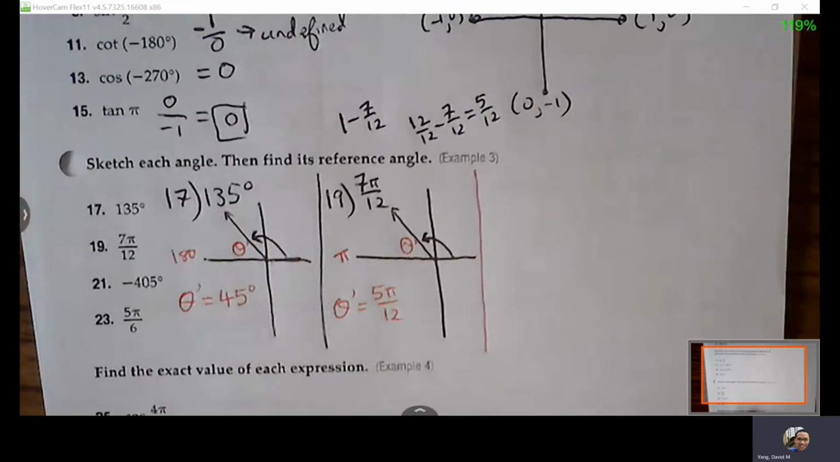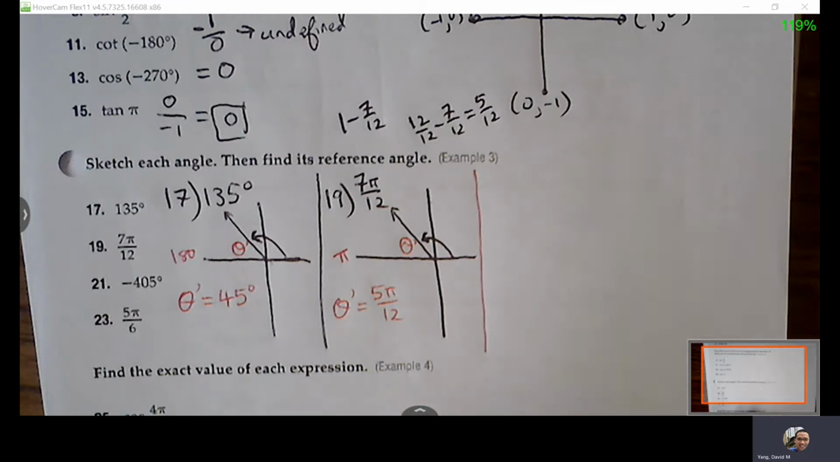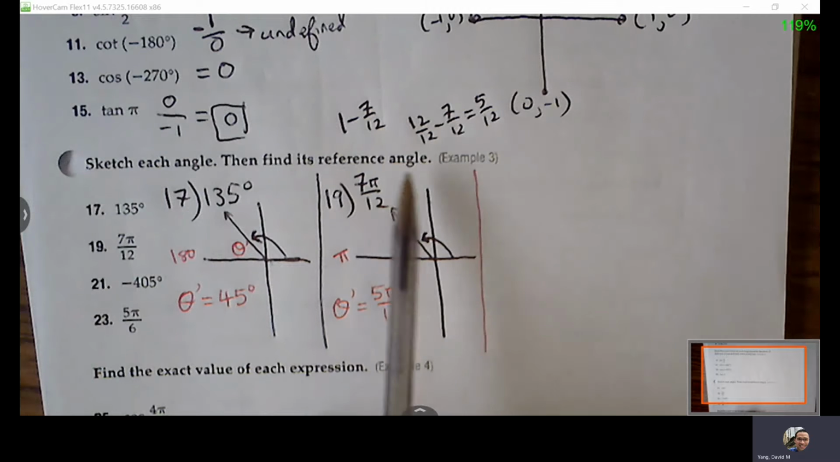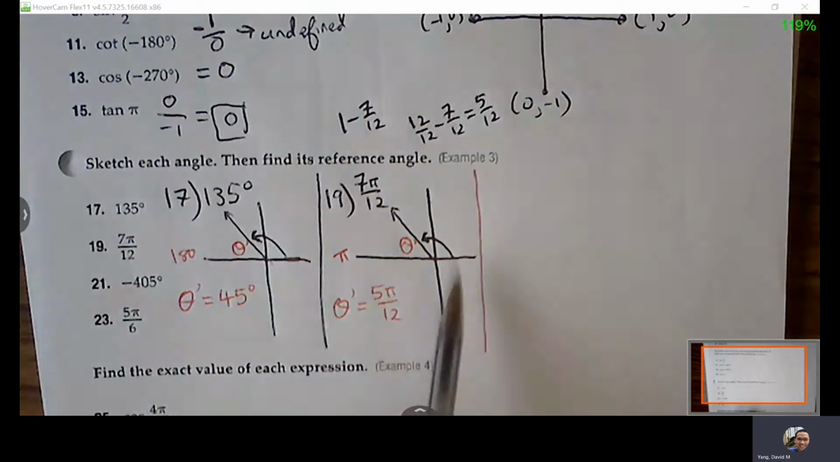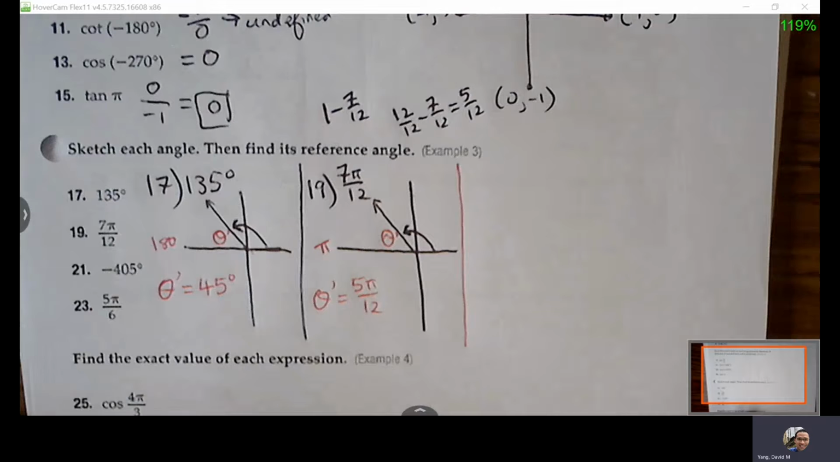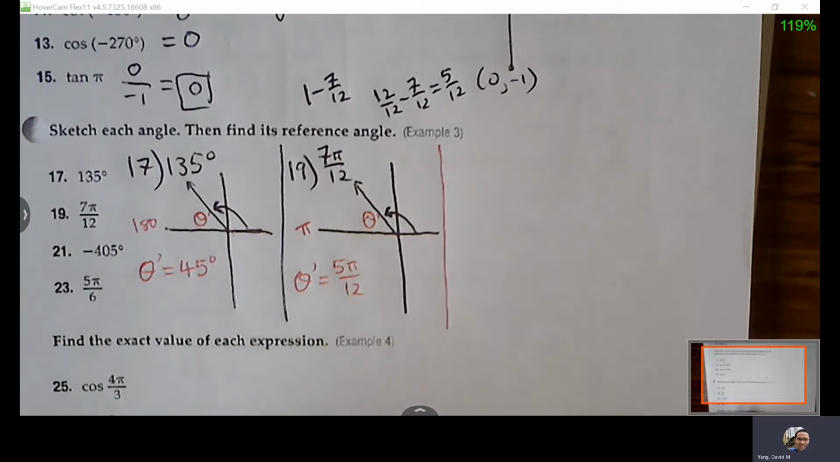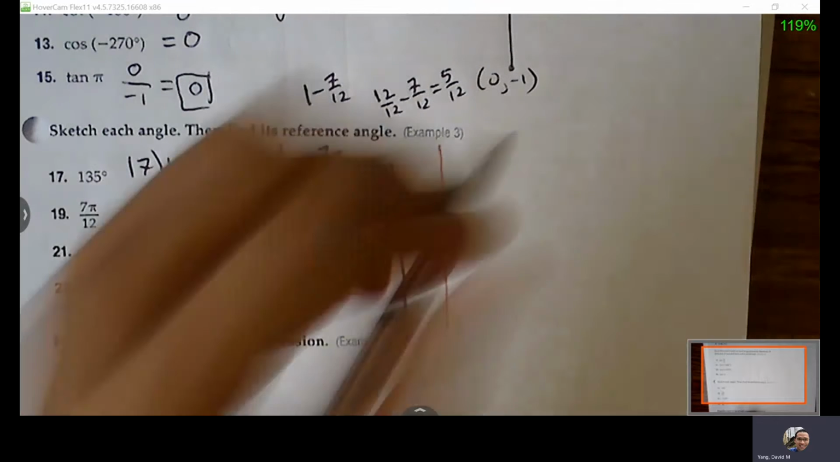So hopefully we're at a point where we're not having to convert between degrees and radians. It's just a lot faster if we can kind of just work in terms of radians and just understand our fractions. Okay, 21.